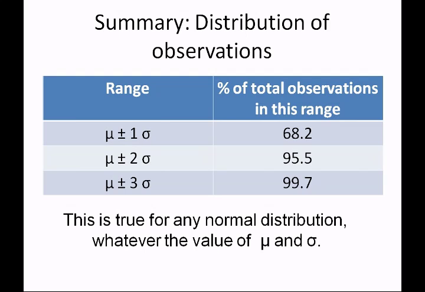So this table summarizes the information that we've just looked at, and the important point to notice is that it is true for any normal distribution, whatever the value of mu or sigma. So if you know the mean and the standard deviation of a population, you can say what proportion of values will lie within the range from the mean plus or minus 1, 2 or 3 standard deviations.